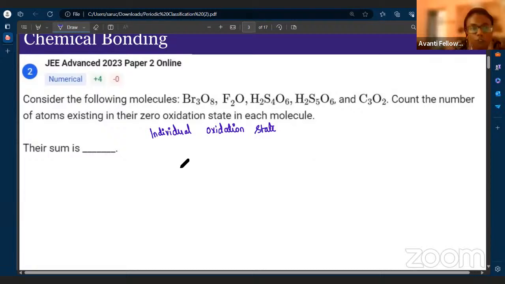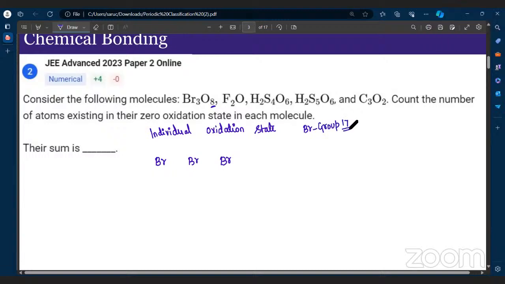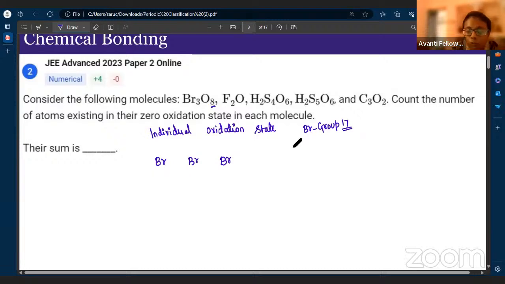Yes. So first, starting with Br3O8. You have 3 Br and 8 oxygen. How do we distribute the oxygen among these 3 Br? We know that Br belongs to group number 17. So what is the maximum number of bonds it can form? 7 bonds. And oxygen, we know that it can form a double bond.